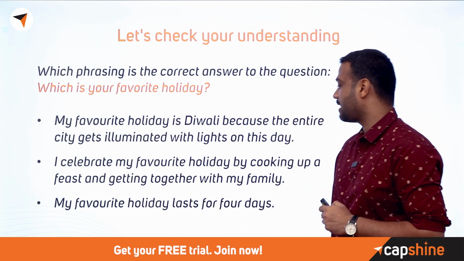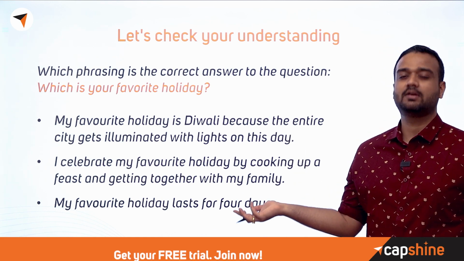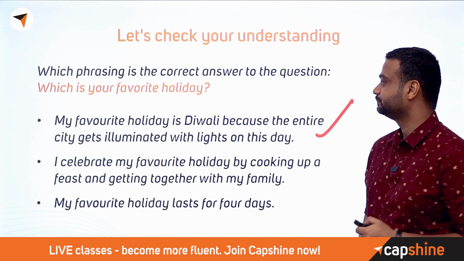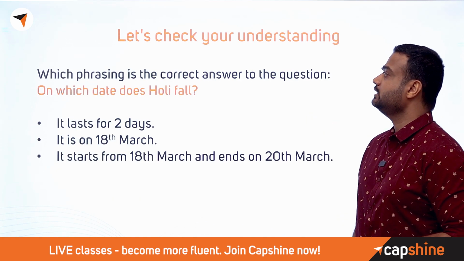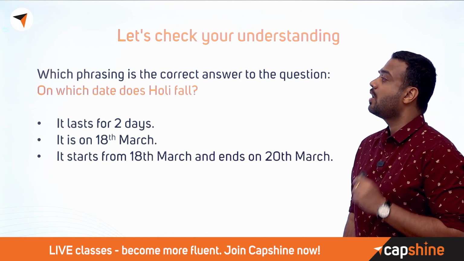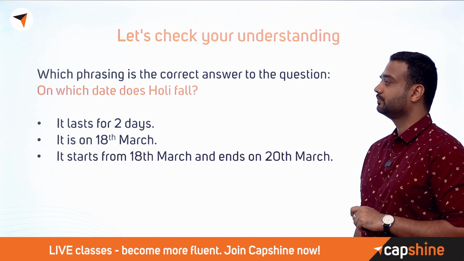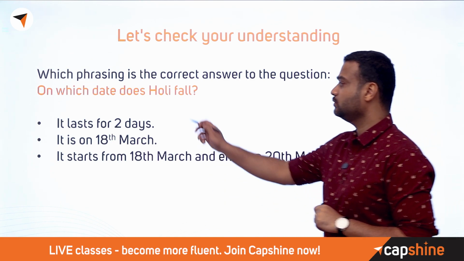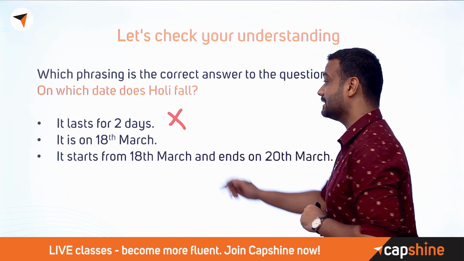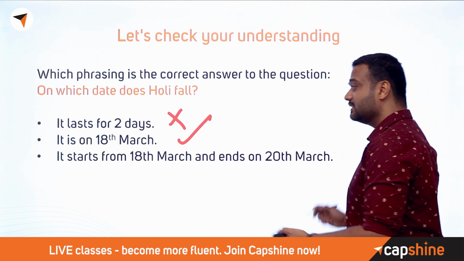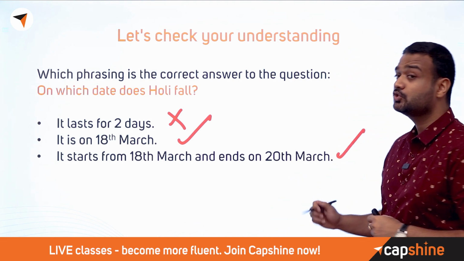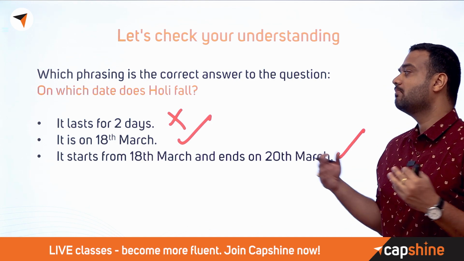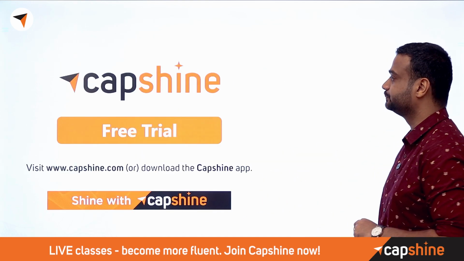My favorite holiday lasts for 4 days. This answers how long does your holiday last. The right answer, of course, is that. Which phrasing is correct? On which date does Holi fall? So it's asking specifically on which date it falls. It lasts for 2 days, talks about how long it lasts. It is on 18th, works. It starts from 18th and ends on 20th, could also work because we are asking for when it falls, and both of these actually work.